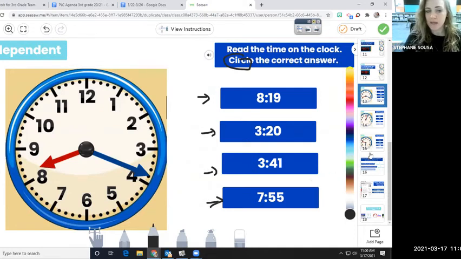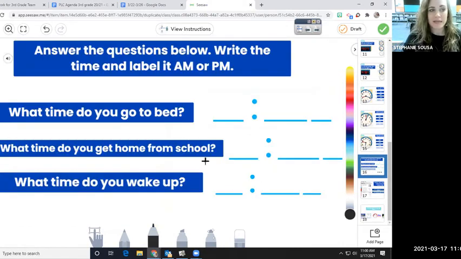All right. On slide 16, you're going to write the answers to questions about your own life. Okay, what time do you go to bed? Be sure to label AM or PM. What time do you get home from school? You're like, I'm on Zoom. What do you mean what time? I'm already home. What time is school over for you? And what time do you wake up? Okay, so you're going to fill in those times with AM or PM.